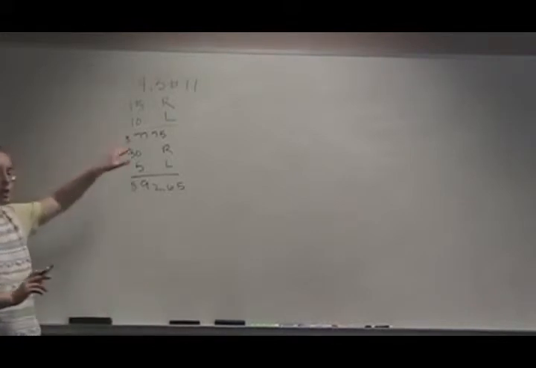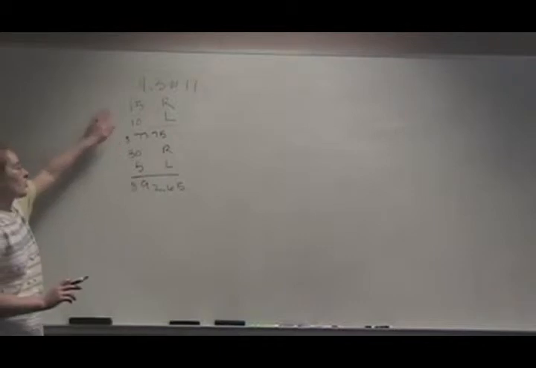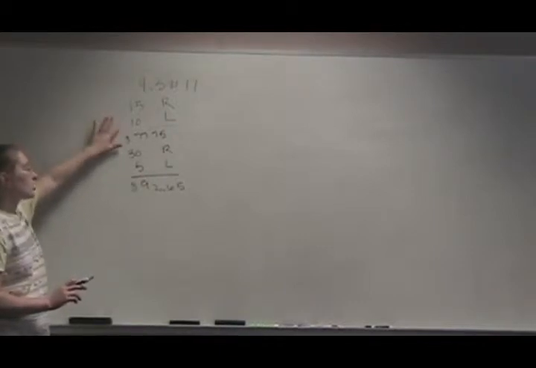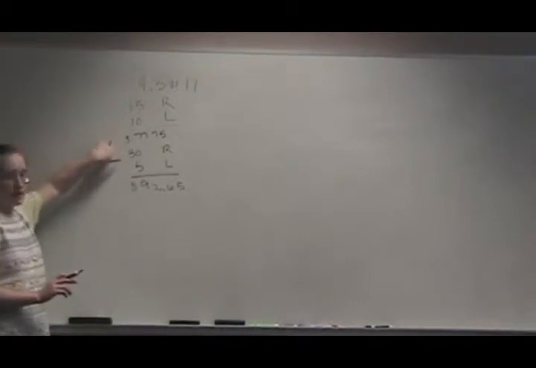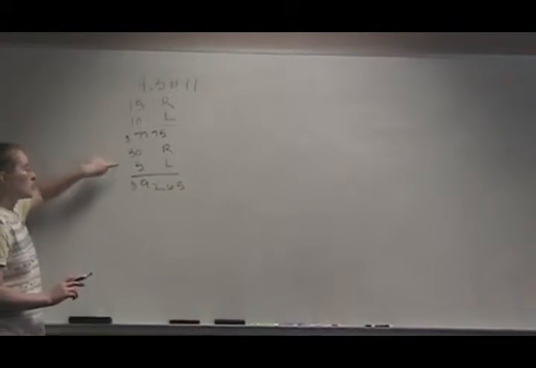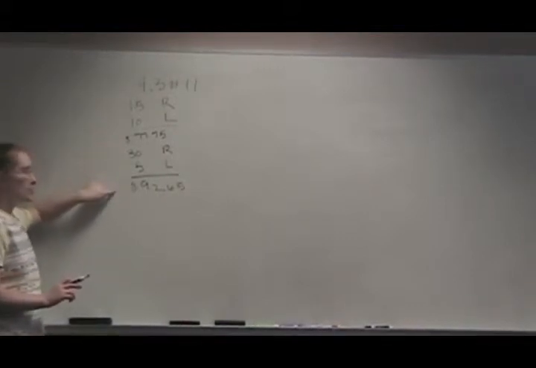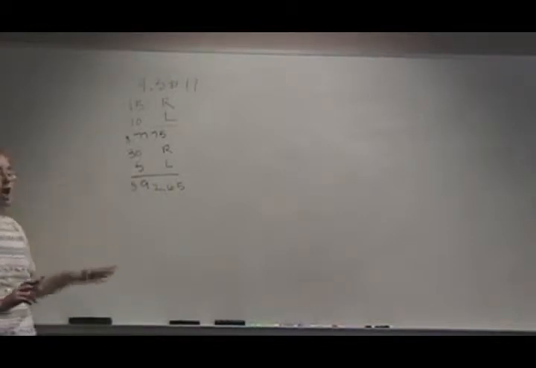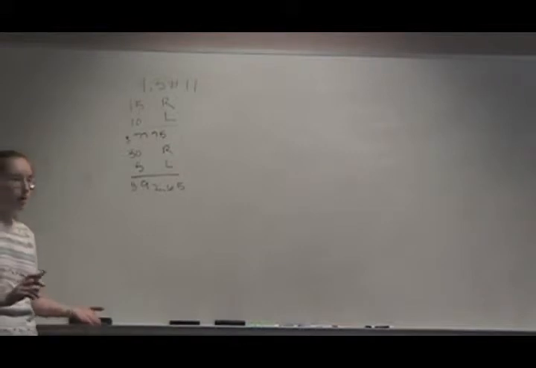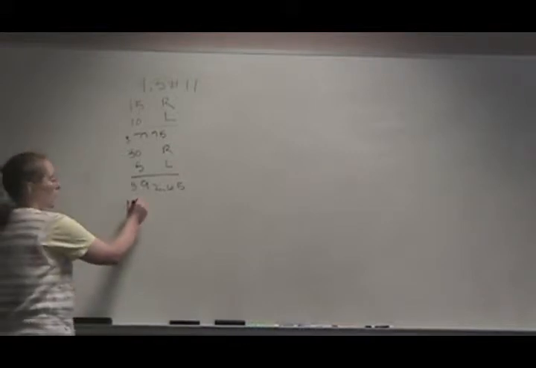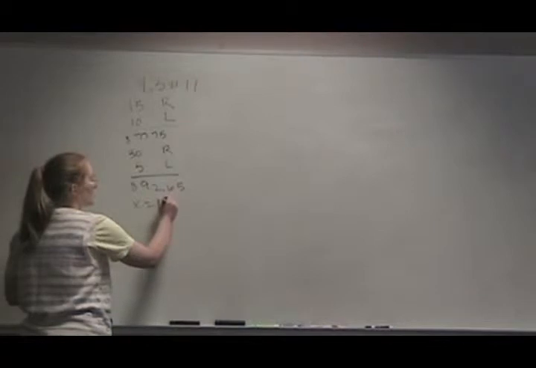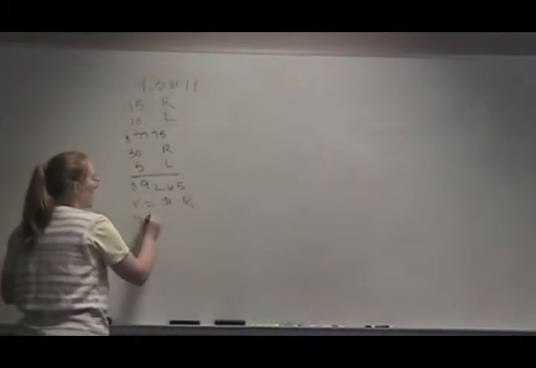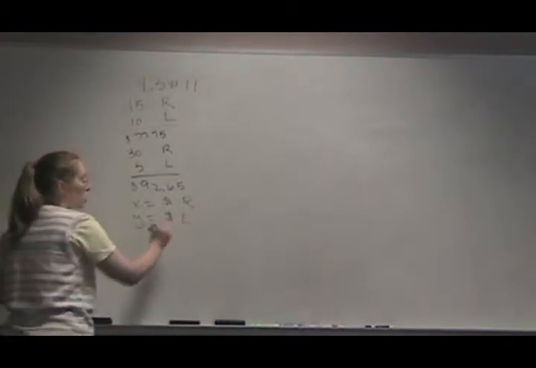What they told us is that Arby's sandwiches, if you ordered 15 regulars and 10 larges, it would be $77.75, and 30 regulars and 5 larges, $92.65. So these were the two days' totals of these sales. Now what we want to do is find out the cost of a regular and a large. So I'm going to start by setting those as my values. So x equals the price of a regular, and y equals the cost of a large.